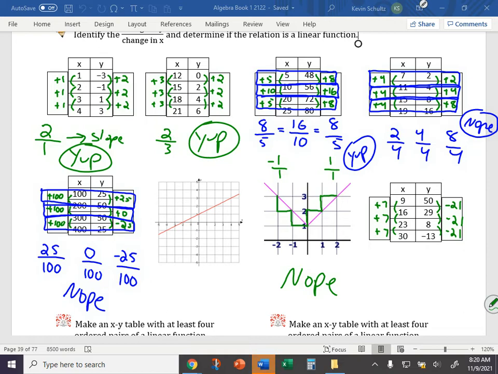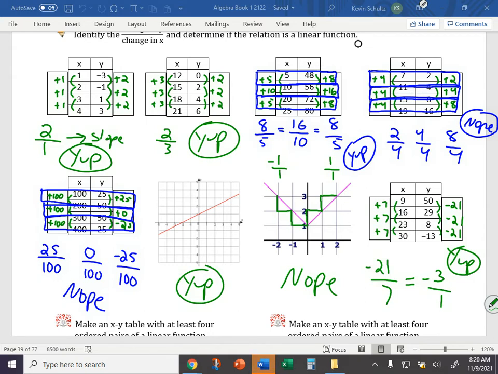Negative 21 over 7, which we could simplify to be negative 3 over 1, or just negative 3, right? Since it's a rate, we can treat it like a fraction. So is this a linear function? Yes, it is. And then obviously this one would be too, because it is a straight line on the coordinate plane. Alex?